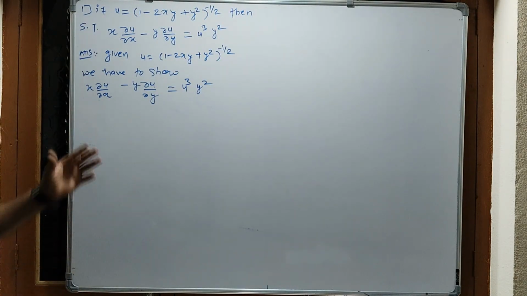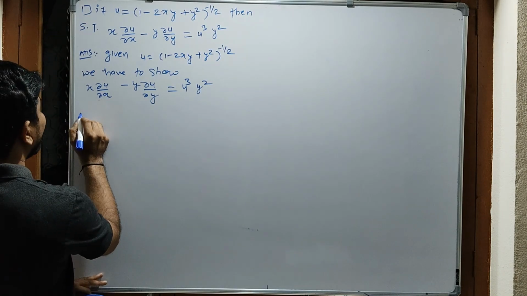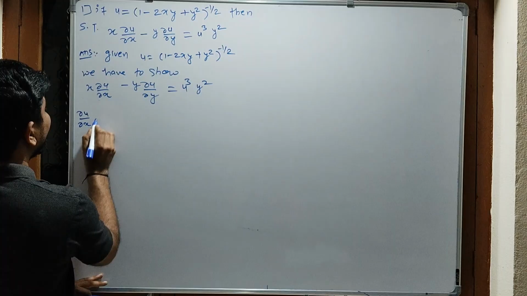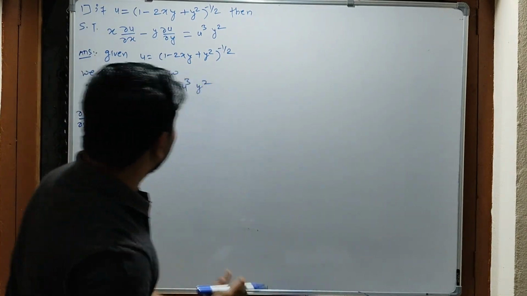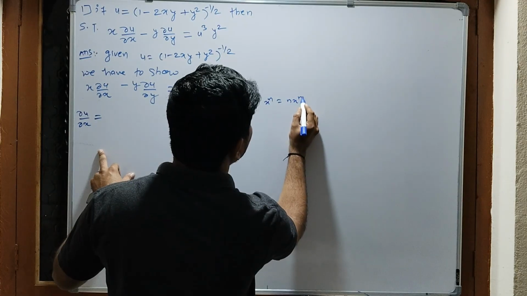For that purpose I want to find dou u by dou x and dou u by dou y. So how to find dou u by dou x? Dou u by dou x is equal to, so here the derivative of x to the power n is n times x to the power n minus 1.